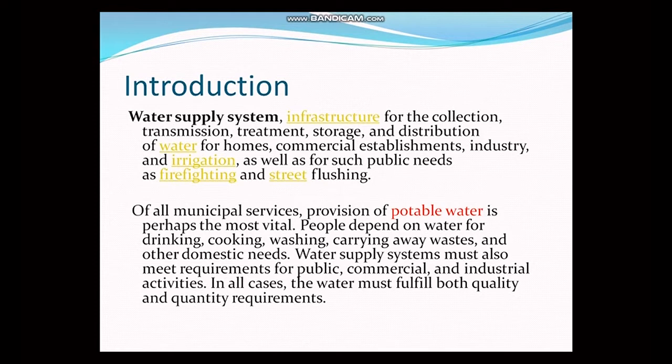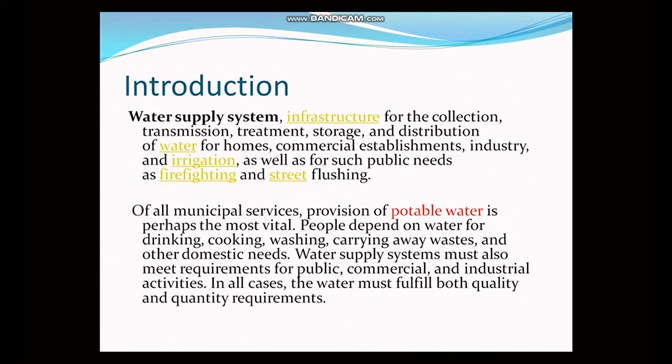The World Health Organization considers access to safe drinking water a basic human right. About 1 to 2 billion people lack safe drinking water, a problem that causes 30,000 deaths each week. More people die from unsafe water than from war, as stated by UN Secretary General Ban Ki-moon in 2010. So, as you can see, people depend on water for drinking, cooking, washing, carrying away wastes, and other domestic needs.